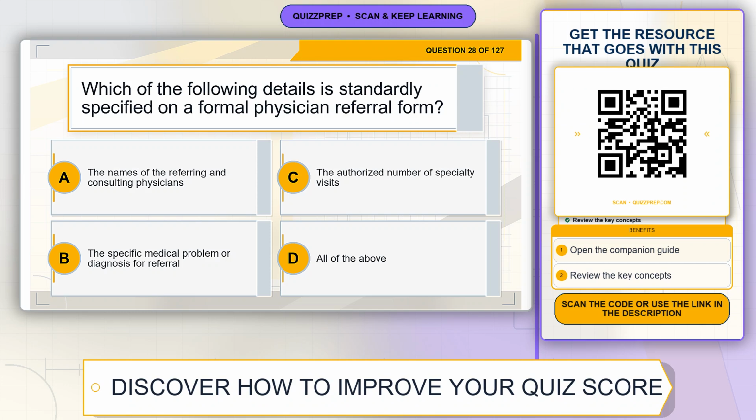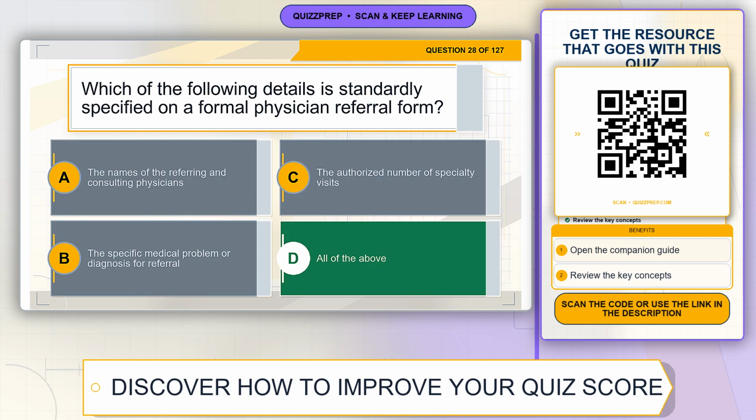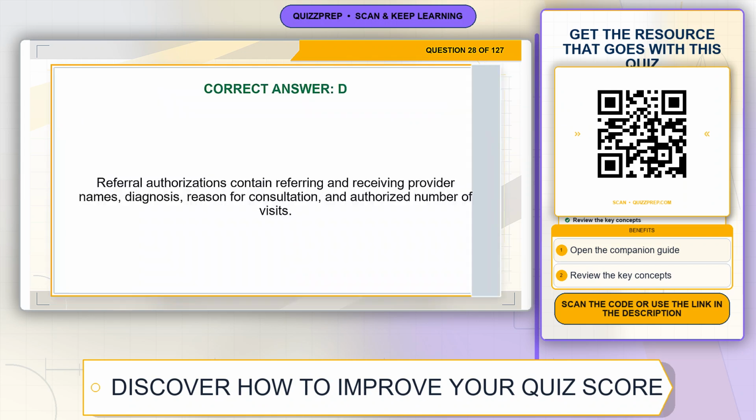Question 28. Which of the following details is standardly specified on a formal physician referral form? Option A, the names of the referring and consulting physicians. Option B, the specific medical problem or diagnosis for referral. Option C, the authorized number of specialty visits. Option D, all of the above. The correct answer is option D, all of the above. Explanation. Referral authorizations contain referring and receiving provider names, diagnosis, reason for consultation, and authorized number of visits.